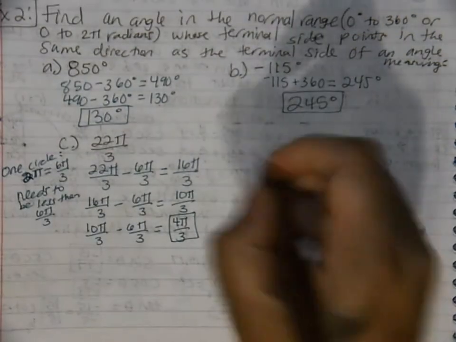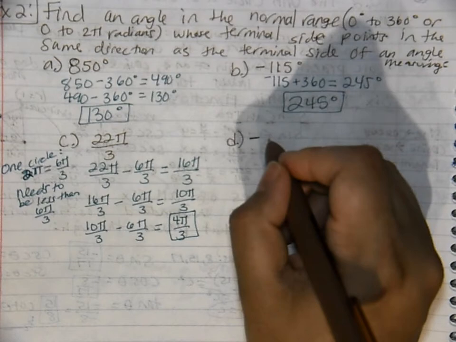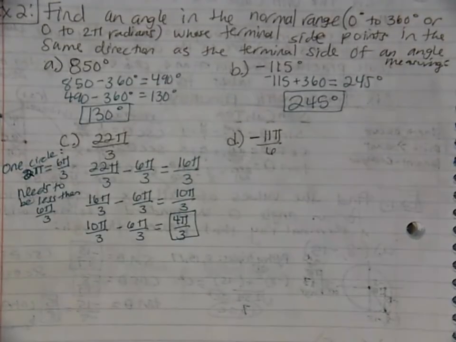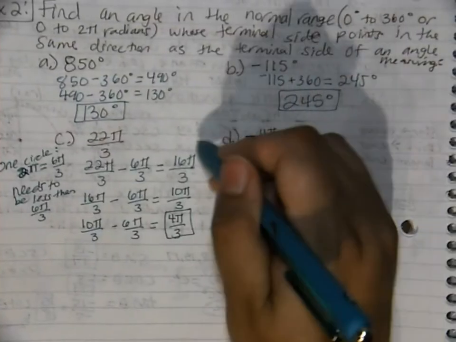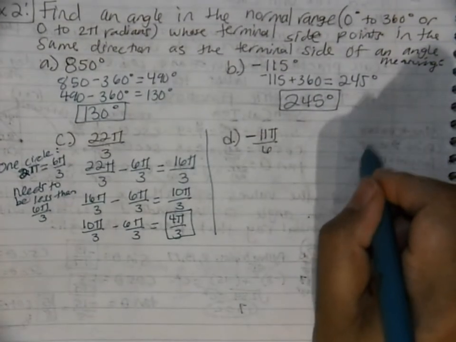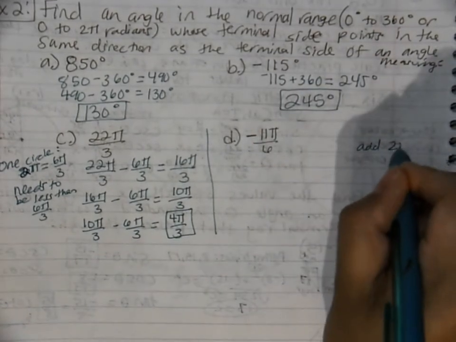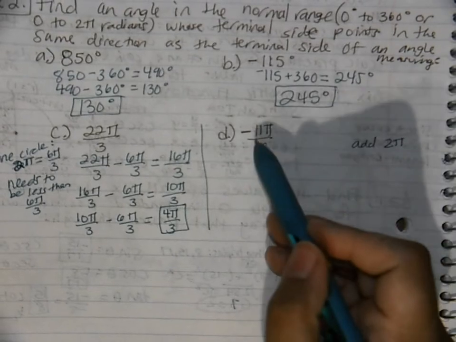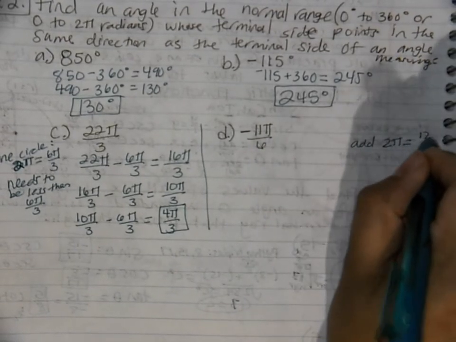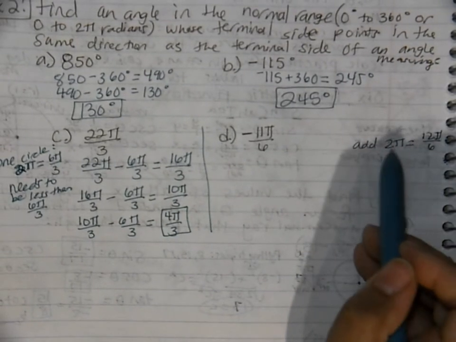The last one, I just wanted to show you a negative in radians, so negative 11 pi over 6, how that would look. So same idea as the last one, but you have to think of, what am I adding? In this case I'm adding because it's negative, and I want to add 2 pi. But adding 2 pi to a denominator of 6 would be tricky. So again, I would recommend writing it with a 6 in the denominator. That would be 12 pi over 6, because that's 2 pi.